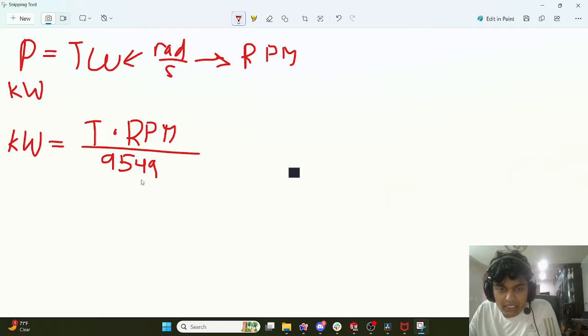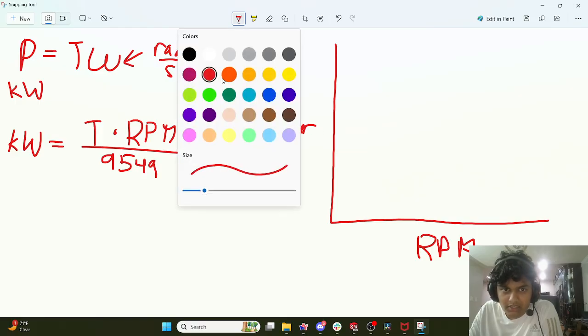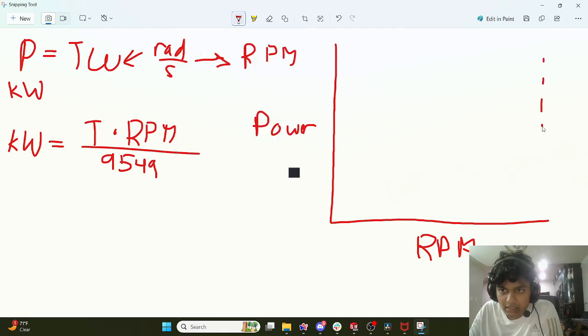So what happens is I'm going to draw a chart over here. This is RPM. This is power. And then we'll call this over here torque. When you're at 0 RPM, you have 0 power. You'll just have 0, because 0 times anything is 0.